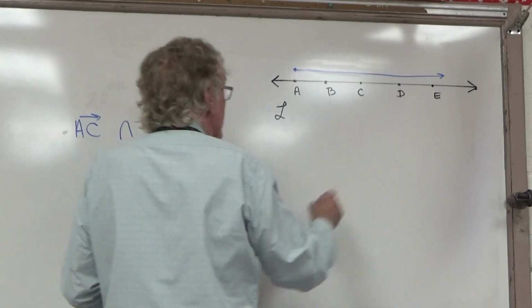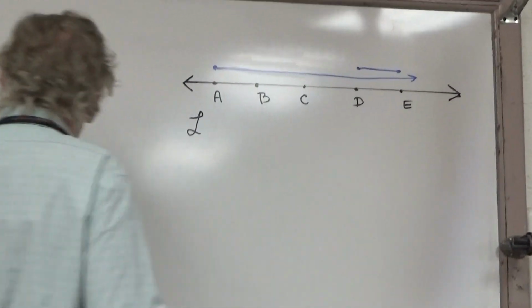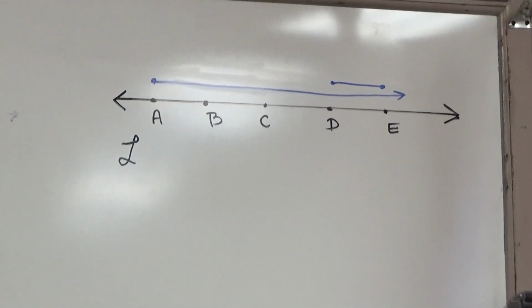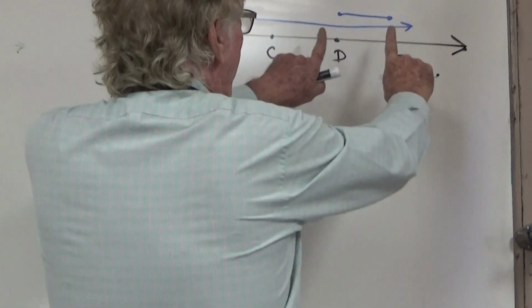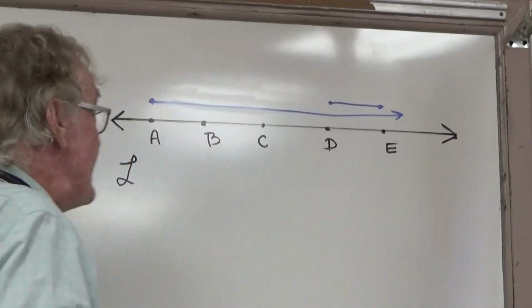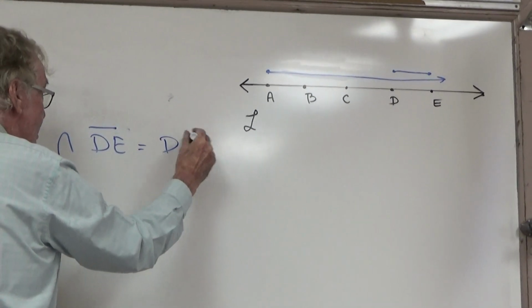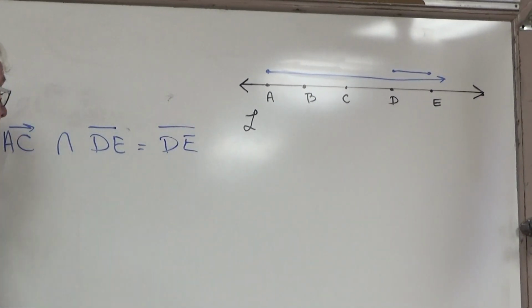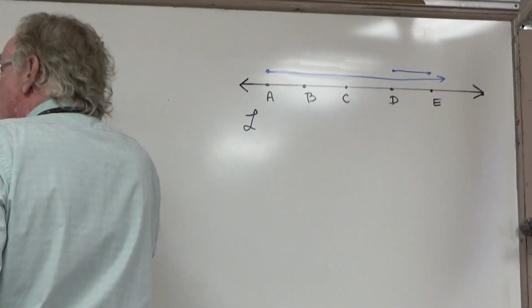Intersect with DE, which starts at D and stops at E. And since this is an intersection, I have to think, what's on this that's also on that set? And the thing that's on both of them is the part from here to here. I'll call that segment DE. And I should answer it just like this. Maybe even neater. But there will be the intersection of those.